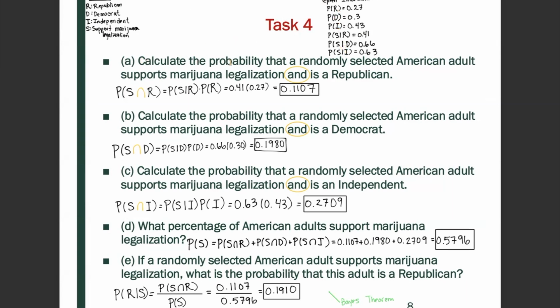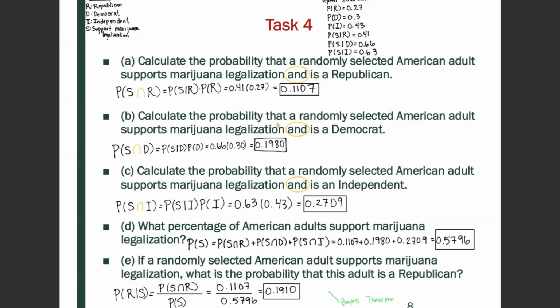Part A. Calculate the probability that a randomly selected American adult supports marijuana legalization and is a Republican. So here we're going to have intersection because we have "and." So the probability of S, where they support marijuana legalization, and R, they're Republican. So that equals the probability of S given R times the probability of R. So the probability that you support marijuana legalization given you're a Republican is 0.41 times the probability someone's a Republican is 0.27. So you multiply those together and you get 0.1107.